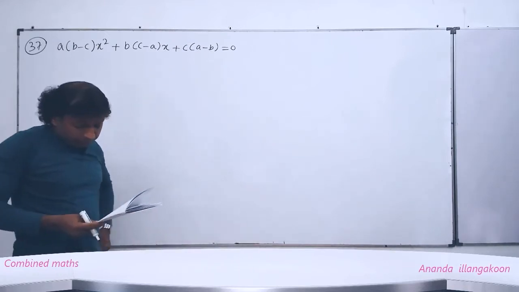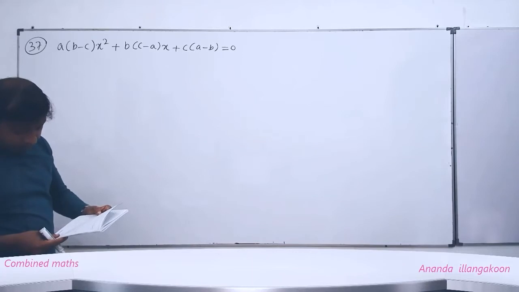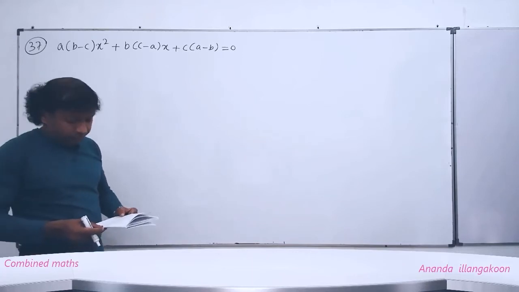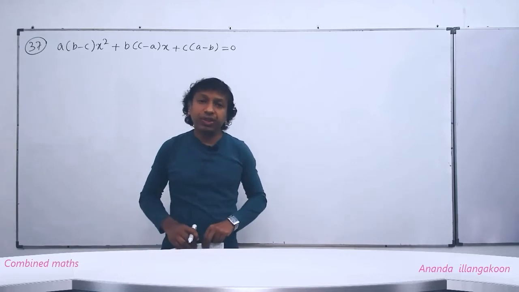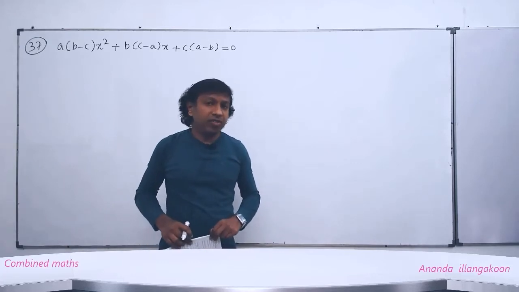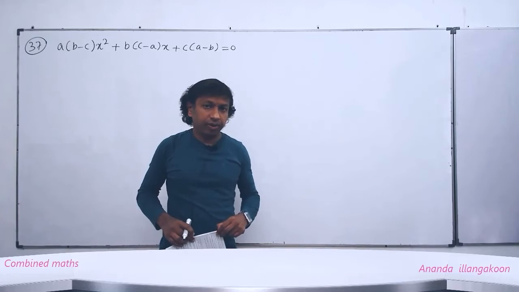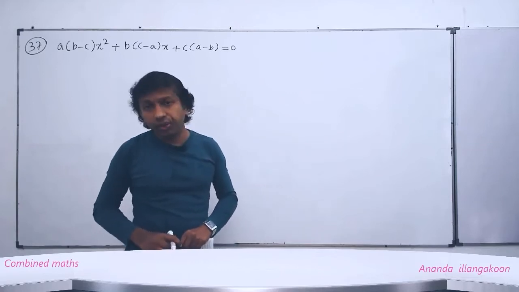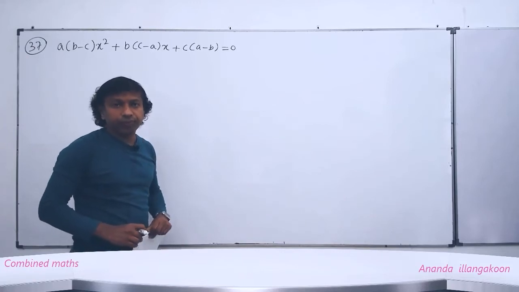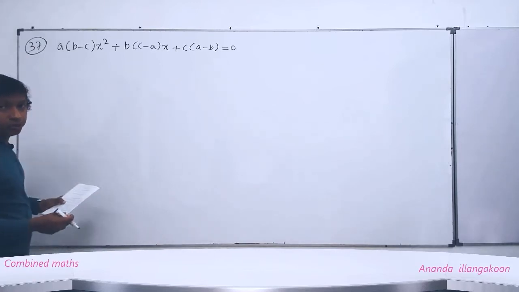We are given, people, that this quadratic equation has coincident roots. Coincident roots means equal roots. People, what is the condition required to have equal roots? The discriminant of the quadratic equation should be equal to 0. Delta should be equal to 0.